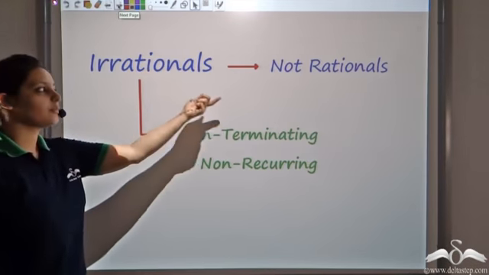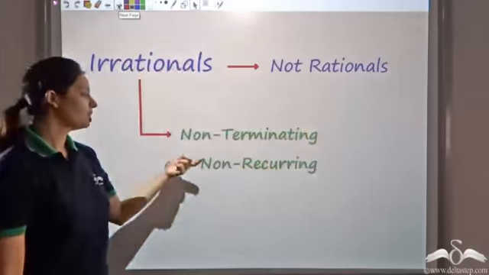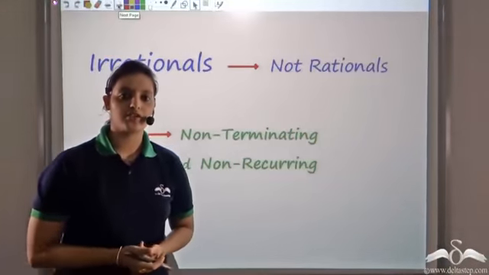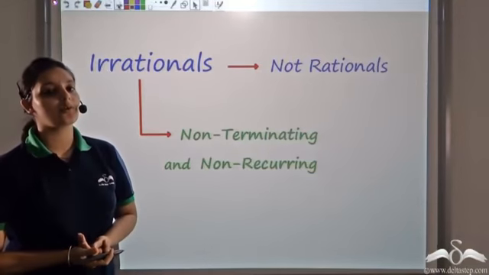So irrationals were numbers that were not rationals. They are non-terminating and non-recurring. So this is what irrational numbers are. This is how irrational numbers were introduced.